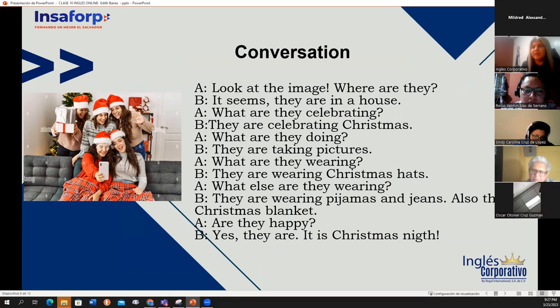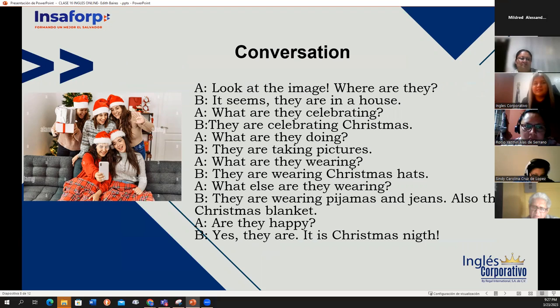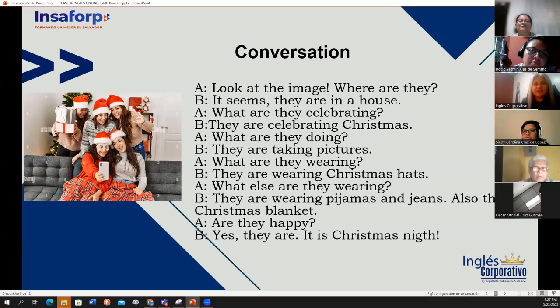Volunteers to read that paragraph? Okay, Sebastiana and who else? Mildred already participated, right? Okay, Rocio, go ahead. Yes.